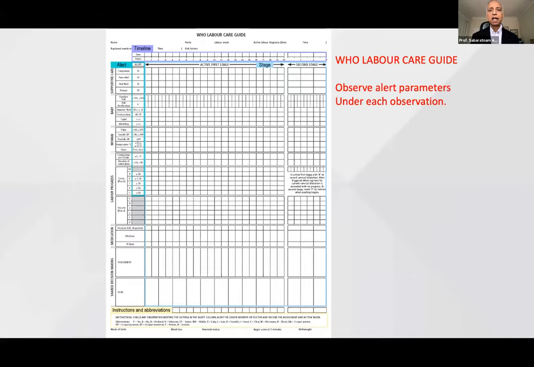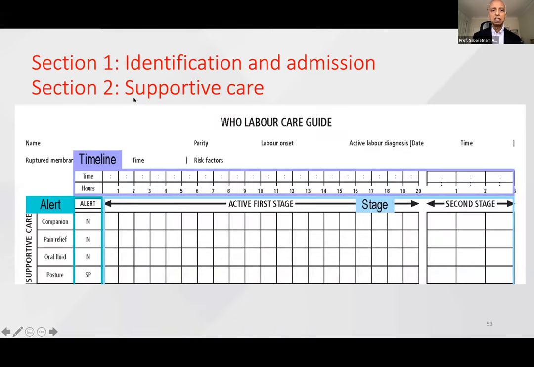This is the labor care guide. And I just want you to pay one attention here. What they have put as alert parameters, you can see in the blue, what is called alert parameters. So here we have supportive care. We have parameters about the baby, about the progress of labor, about the mother, and so on. And if it exceeds certain things, it is called alert. So I'm going to cut this into sections.